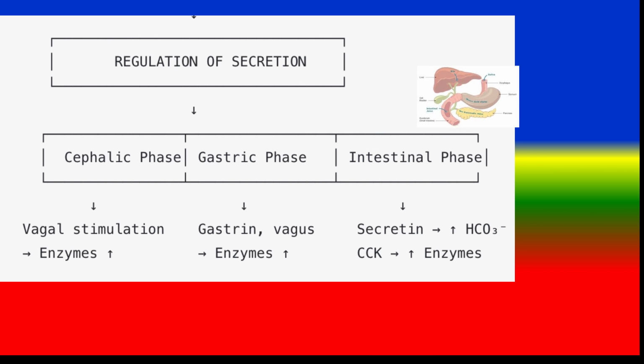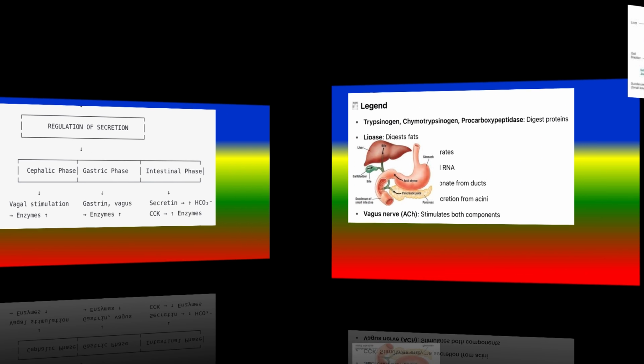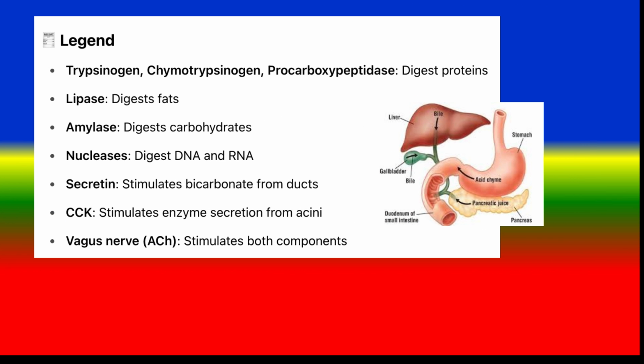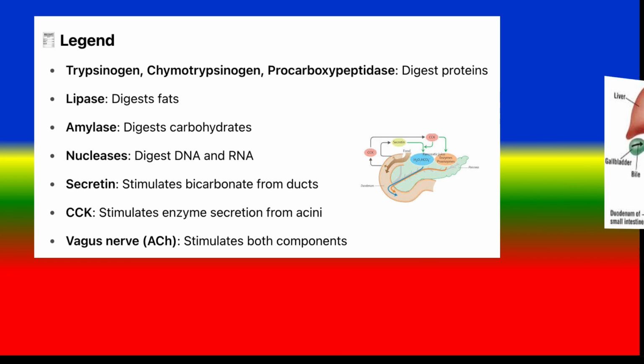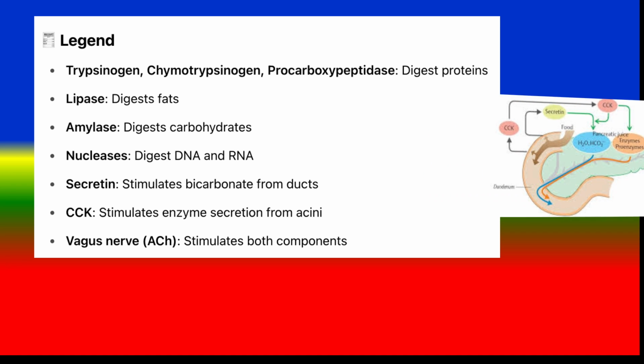Cephalic phase, gastric phase, intestinal phase: vagal stimulation, gastrin, vagus, secretin, HCO3-, enzymes, CCK, enzymes. Legend: trypsinogen, chymotrypsinogen, procarboxypeptidase digest proteins; lipase digests fats; amylase digests carbohydrates; nucleases digest DNA and RNA. Secretin stimulates bicarbonate from ducts, CCK stimulates enzyme secretion from acini, and the vagus nerve stimulates both components.